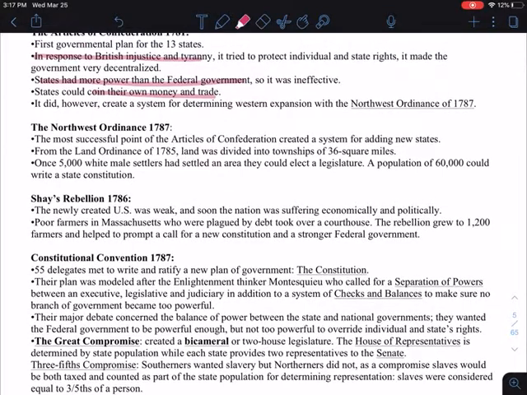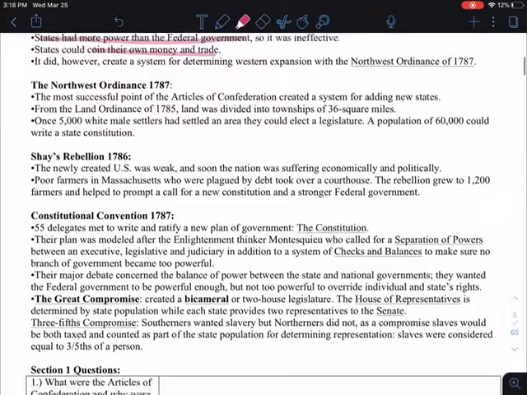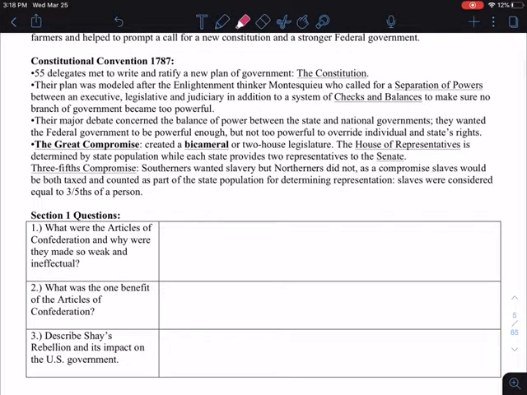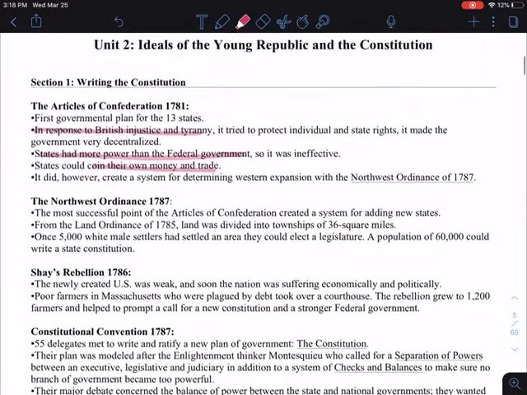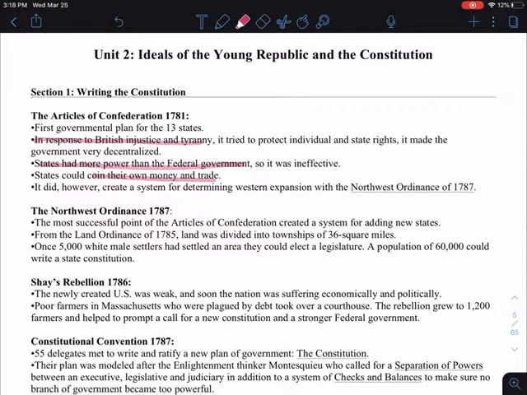Remember, they weren't really collecting taxes. That was kind of a bad idea. I don't know how you have a government without taxes, but we ran into problems with that as well. So let's take a peek. The next question: what was one benefit of the Articles of Confederation? It did create a system for Western expansion.